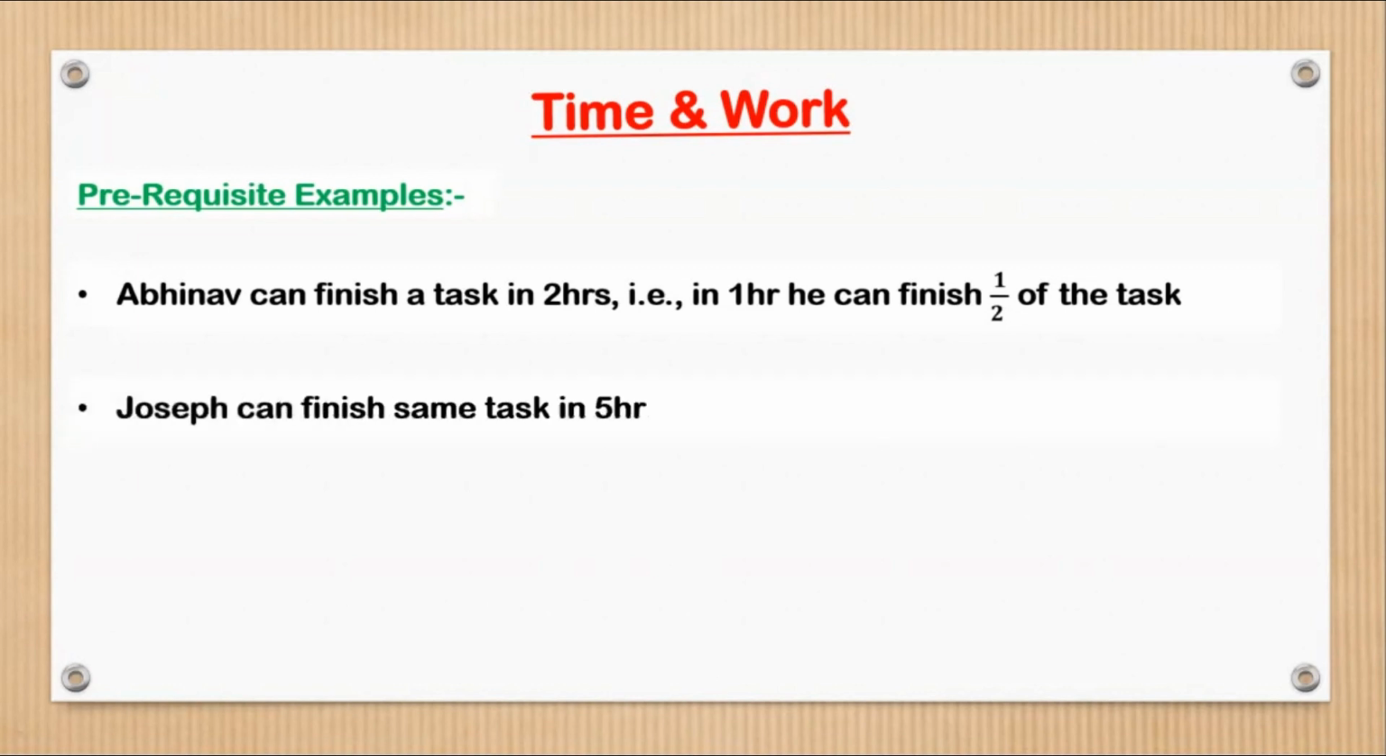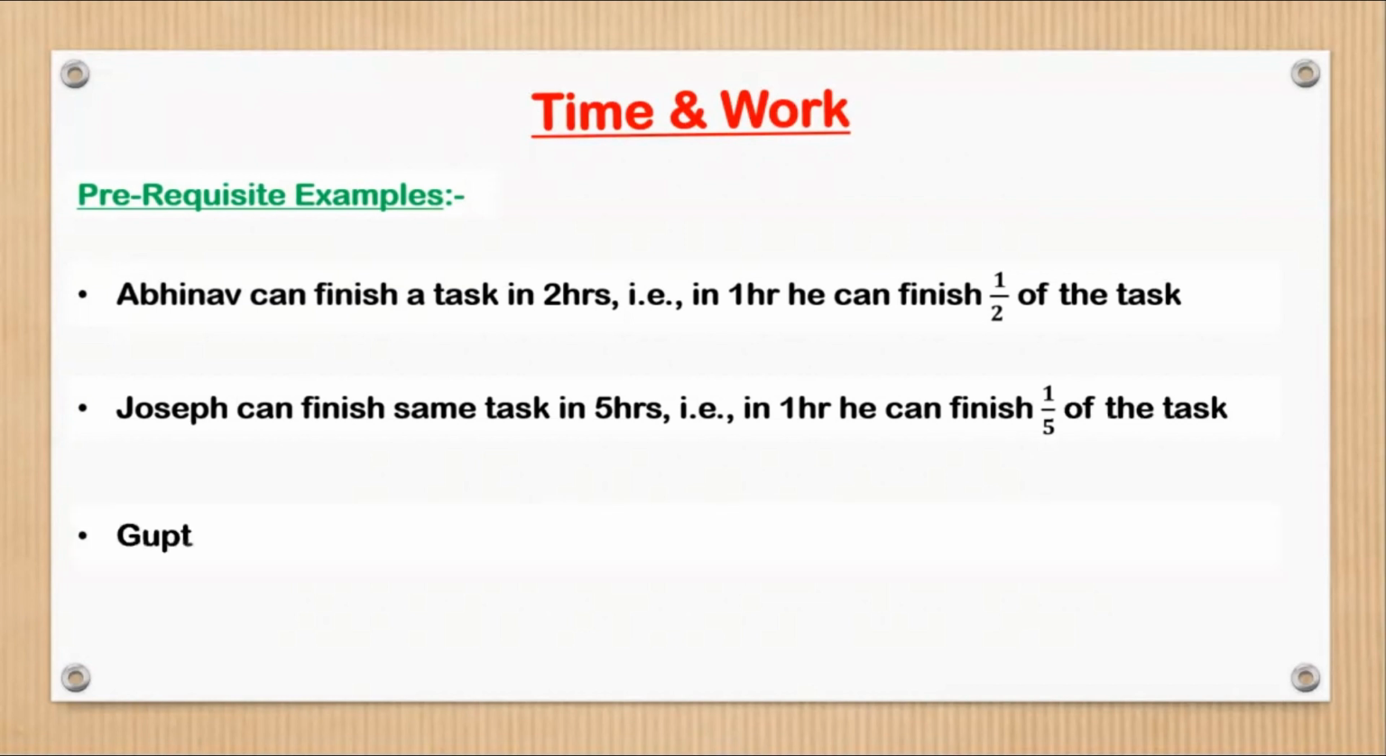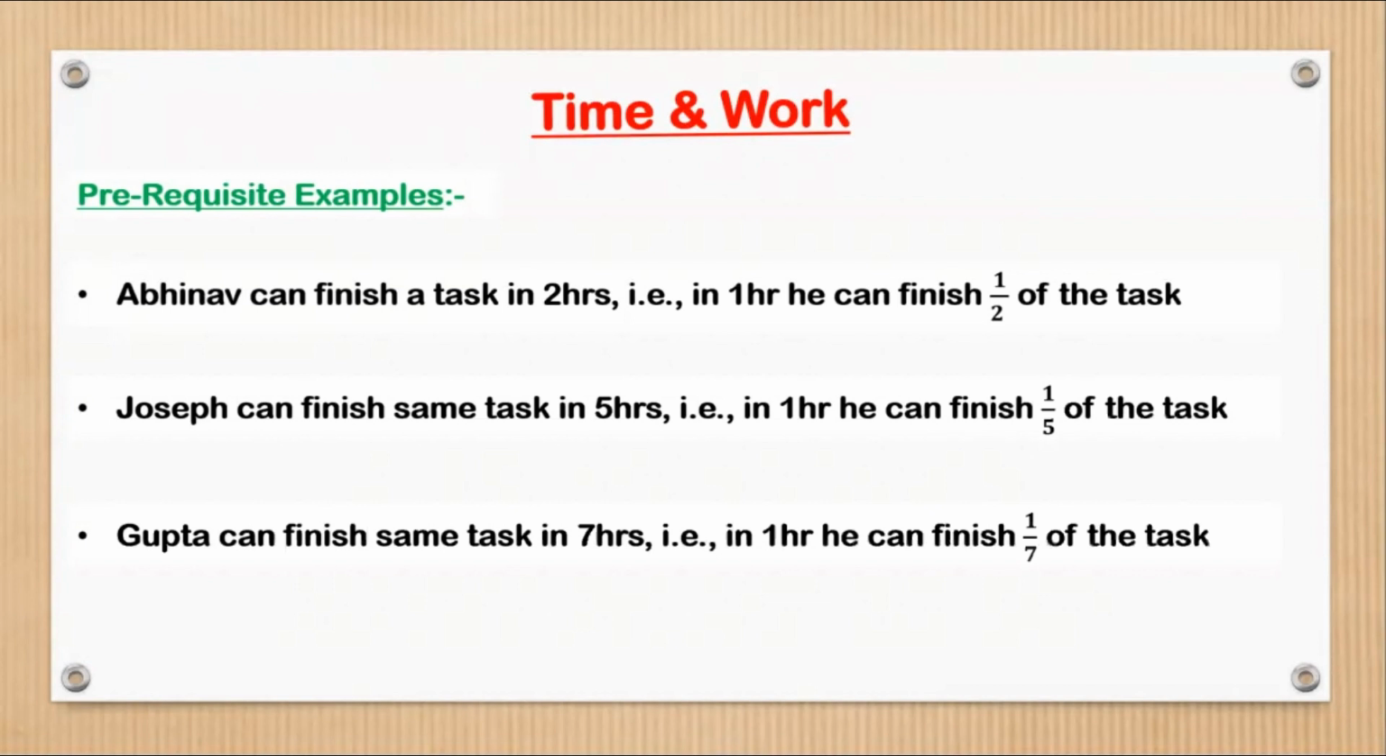Whereas Joseph can finish the same task in 5 hours. That means in 1 hour, he can finish 1/5 of the task. The reciprocal of 5 hours, 1/5, is the work done by Joseph per hour. Whereas Gupta can finish the same task in 7 hours. That means in 1 hour, he can finish 1/7 of the task. So in all these examples, the time taken to finish the task is the reciprocal of the fraction of work done per hour by that respective person.